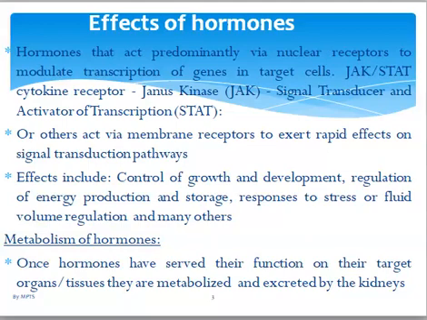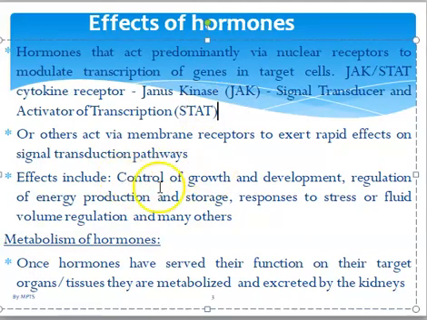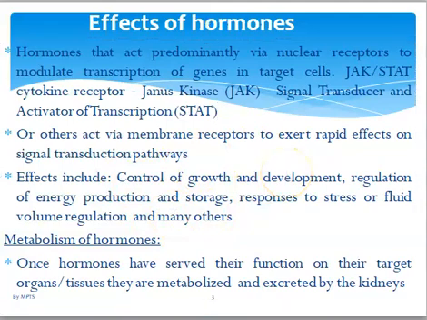So, how do hormones cause their effects? Of course, they act predominantly via the nuclear receptors to modulate transcription of genes in the target cell. Mostly this is the JAK/STAT cytokine receptor, also referred to as the Janus kinase or the signal transducer and activator of transcription receptor. Once this receptor is activated, transcription genes are activated, and they lead to formation of materials which are required in growth and development and all these. They can also act via the membrane receptors to exert their rapid effects via transduction pathways.